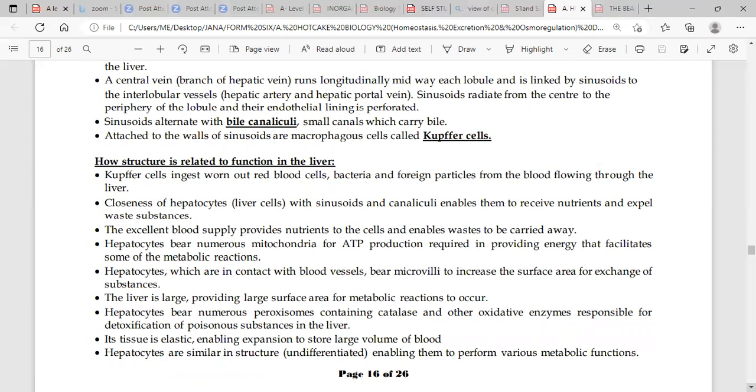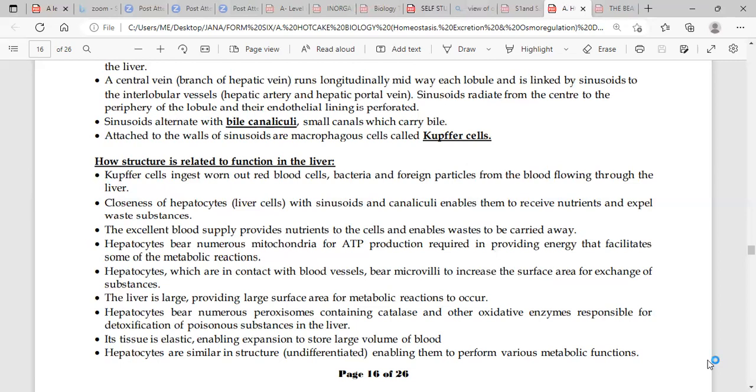That is improving or increasing the surface area for metabolic reactions to occur. A lot of metabolic reactions are taking place in the liver. In fact, it is the most active metabolic organ, or the most active organ of the body. We have the hepatocytes bearing numerous peroxisomes, which contain enzyme catalase and other oxidative enzymes that are responsible for detoxification of poisonous substances in the liver.